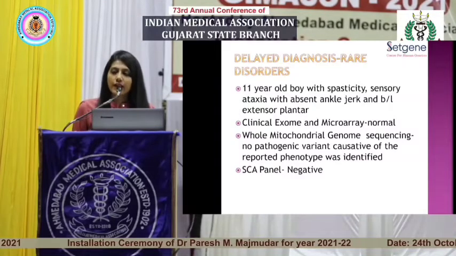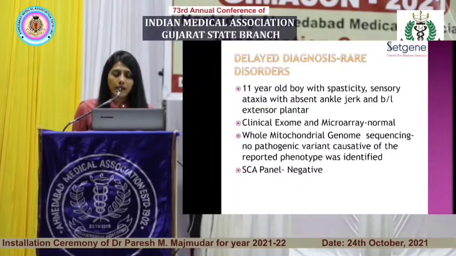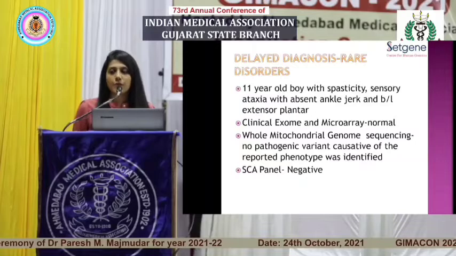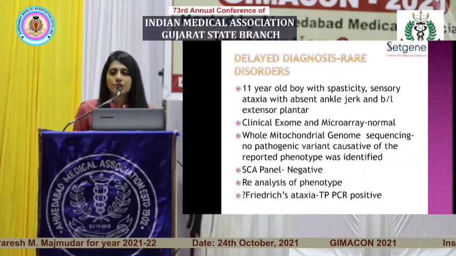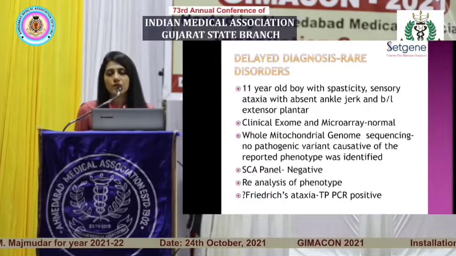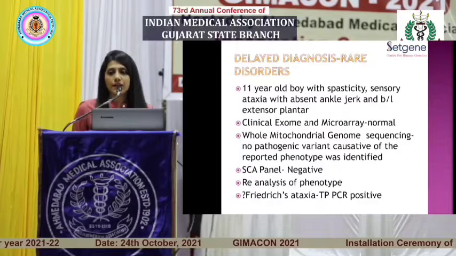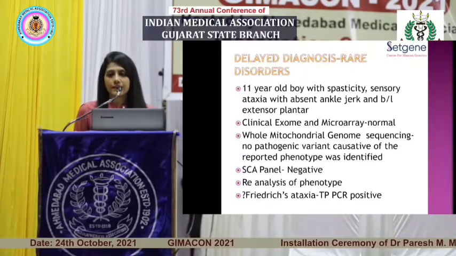So we had to analyze the phenotype again, and when we looked back it fit into the Friedreich's ataxia phenotype, which is a triple repeat nucleotide disorder, and the best test to diagnose here will be a specific type of PCR called TP-PCR, and it will not get picked up in any of the routine genetic screening tests.